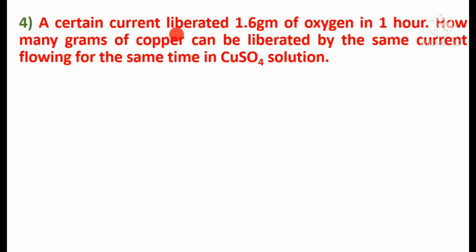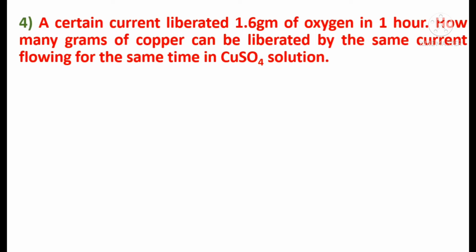A certain current liberated 1.6 grams of oxygen in 1 hour. How many grams of copper can be liberated by the same current flowing for the same time in copper sulfate solution? See here, the data given are the amount of oxygen liberated, 1.6 grams, and the time is also given, 1 hour. And they are telling that the same current is allowed to pass through another solution for the same time, that is copper sulfate solution, and they are asking you to calculate the amount of copper deposited.